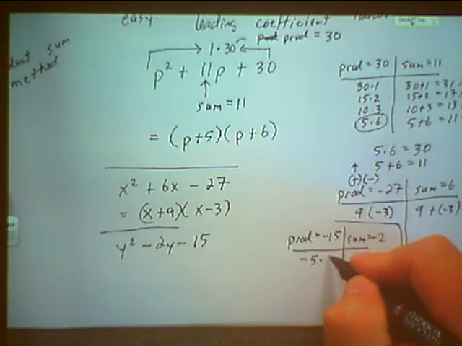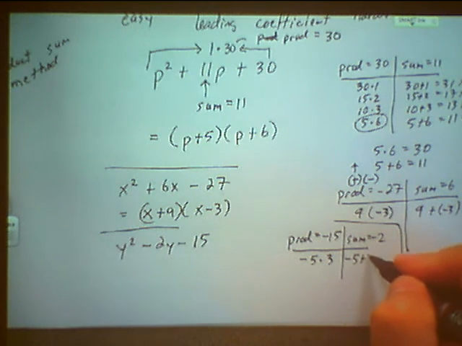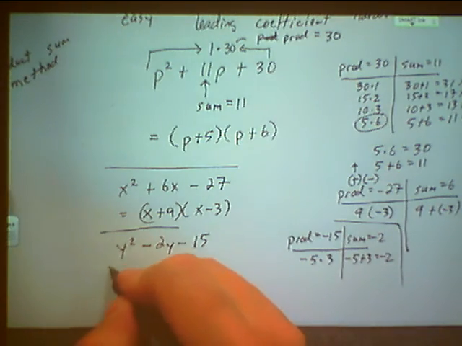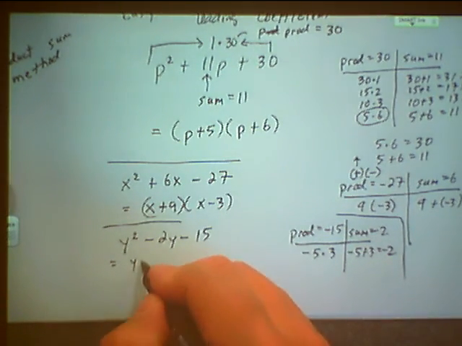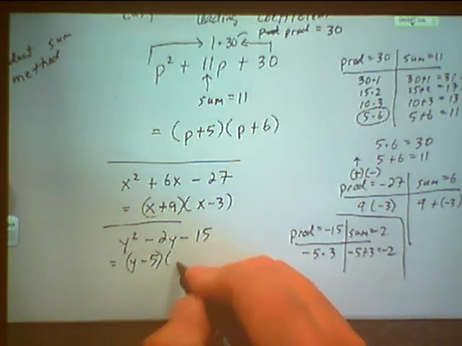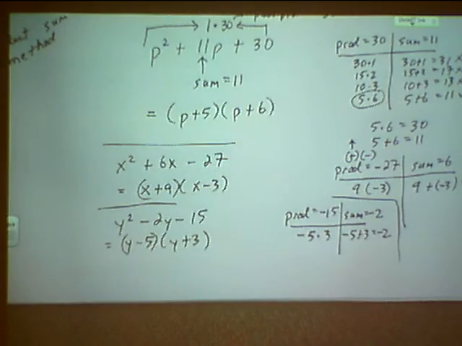How about negative 5 times 3? Because then when you add them, it equals negative 2. Therefore, when I factor this, I get y minus 5 times y plus 3. Now let me show you one more quick thing that can happen sometimes.